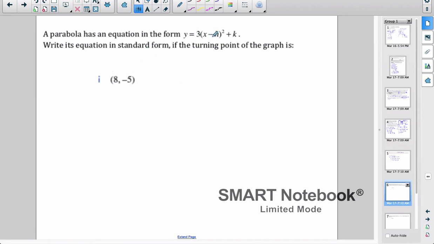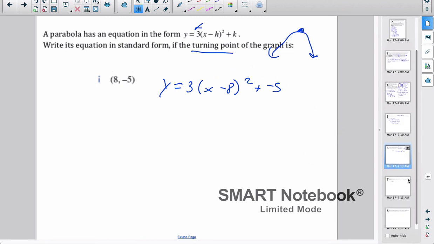Next, we have vertex form. We already know the a value. Write it in standard form, given that the turning point of the graph, that means basically the vertex. Okay, that's the vertex. So actually just plug it in and write it in standard form. It's basically the same as number 1 that we did. So you expand that and simplify and you have it in standard form.